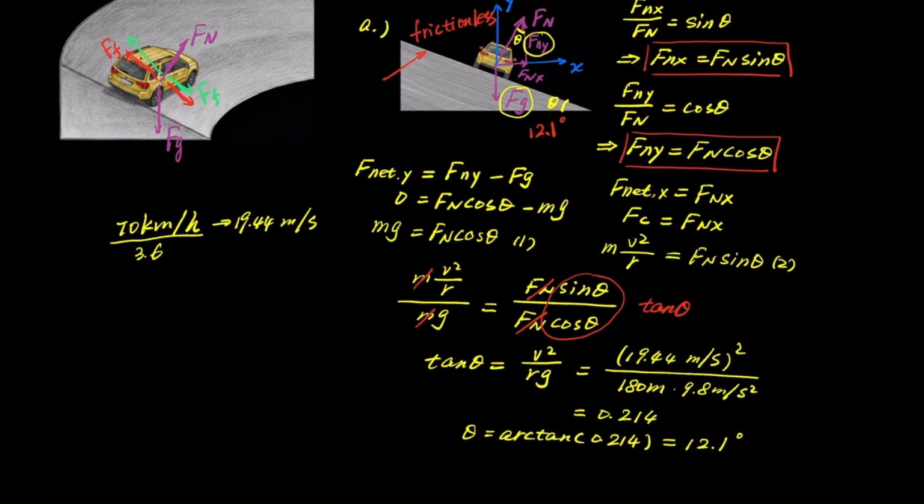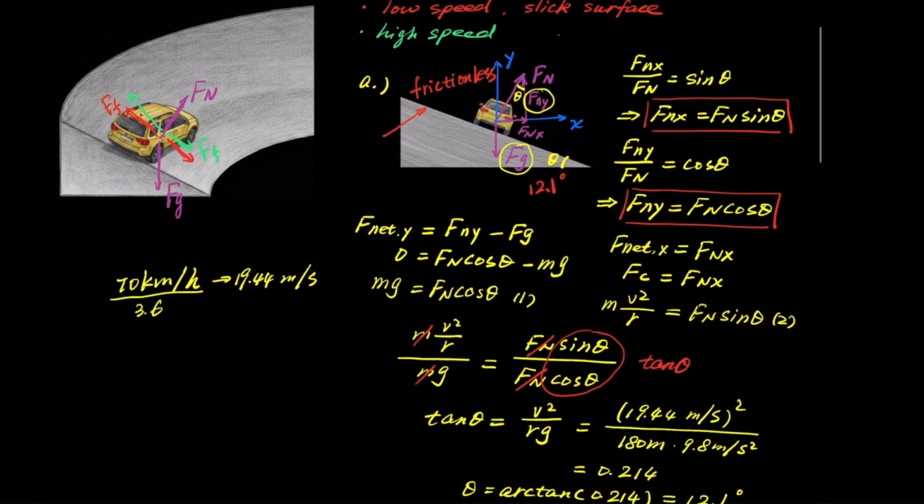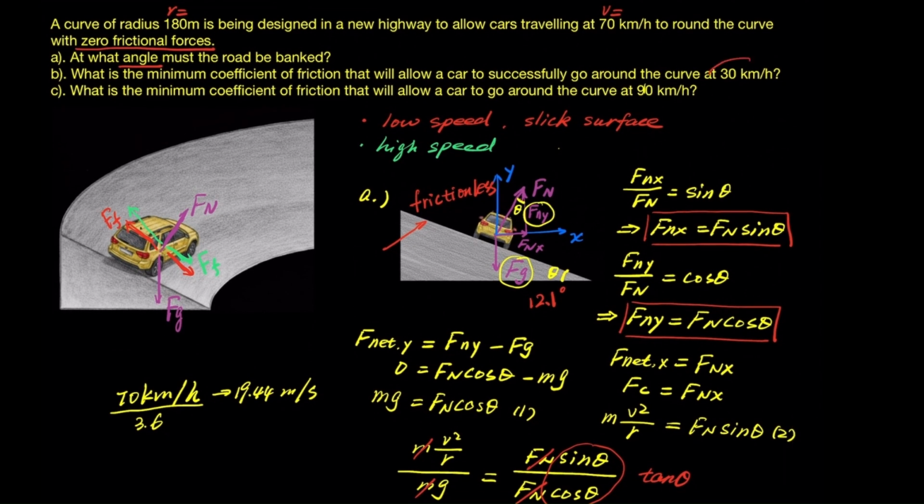Now, in reality, you can't expect all cars to drive at exactly 70 kilometers per hour when taking this curve. So what happens if a car drives slower, say at 30 kilometers per hour?